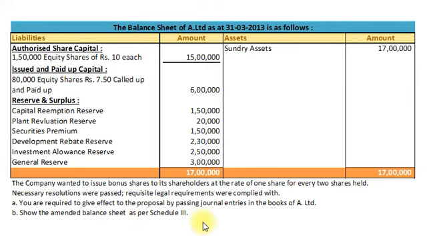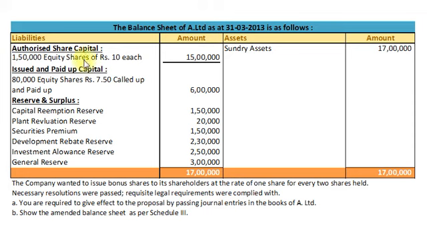Dear students, this is a very comprehensive example where we have to issue bonus to make our partly paid up equity shares fully paid up. Then again we have to issue bonus shares to our fully paid up shares. After issuing bonus shares, we will have to prepare an amended balance sheet as per schedule 3. So very first let us understand the question.